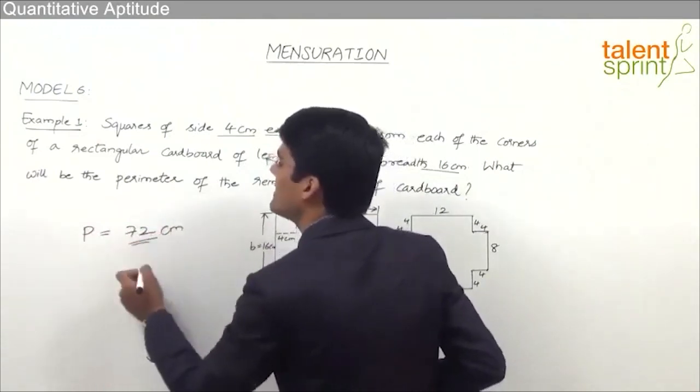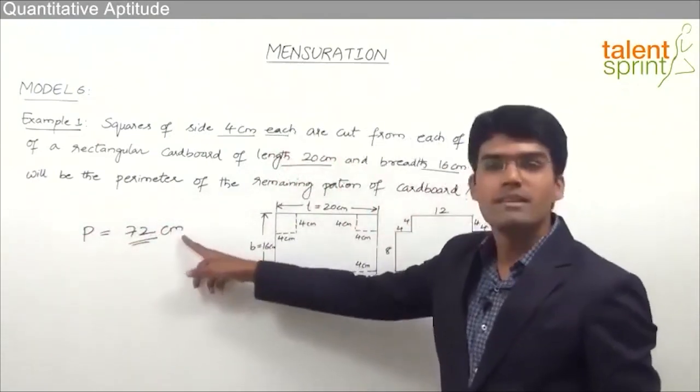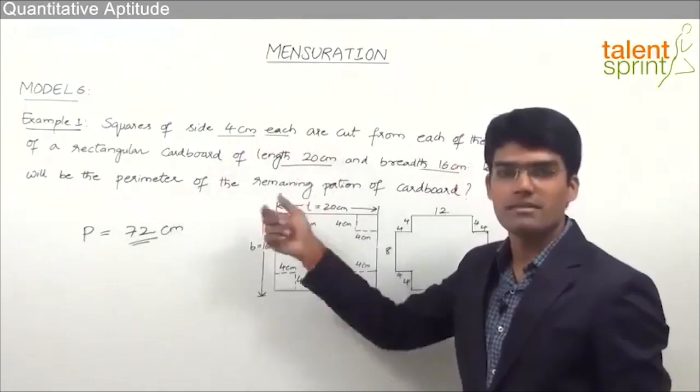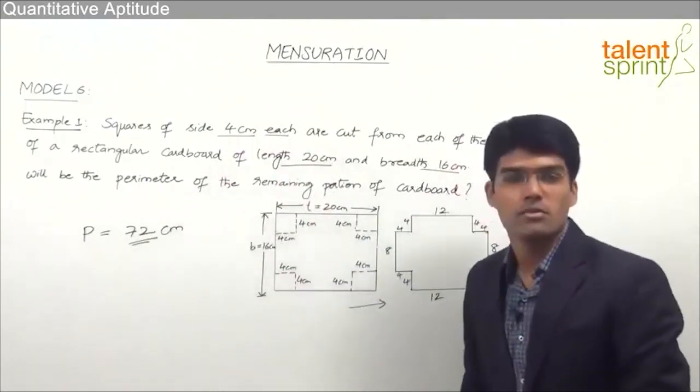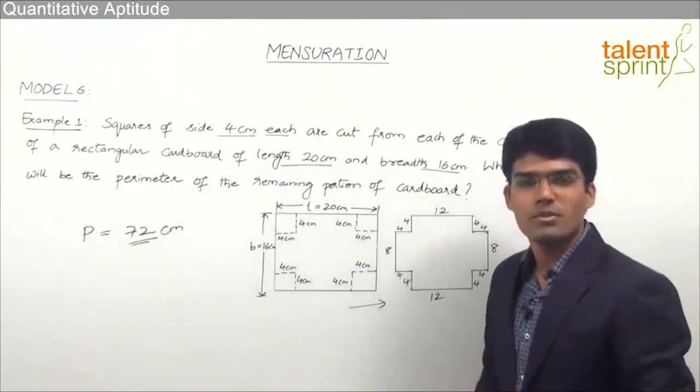So we can say that the perimeter of the remaining portion here will be 72 centimeters. Why? Because perimeter is a measurement of length. It should be in centimeters and the given units are in centimeters. So perimeter here will be equal to 72 centimeters for the remaining portion.